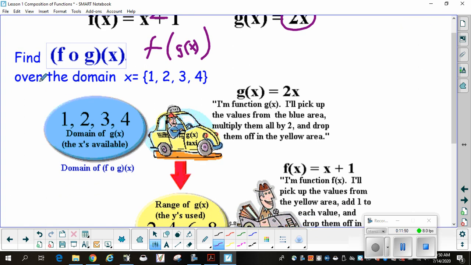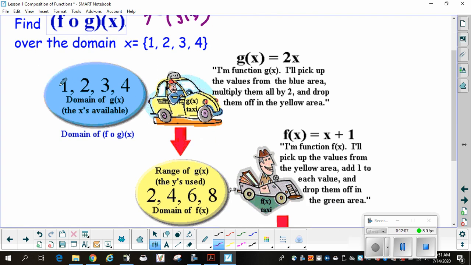Now, when I want to do this over the domain of 1, 2, 3, 4, that means I'm going to take 1, 2, 3, 4, and I'm going to put it into g of x. So I'm in function g of x. I'm going to pick up the values from the blue area, 1, 2, 3, and 4, multiply them by 2, and drop them off in the yellow area. So 1 times 2 is 2. 2 times 2 is 4. 3 times 2 is 6, and 4 times 2 is 8.